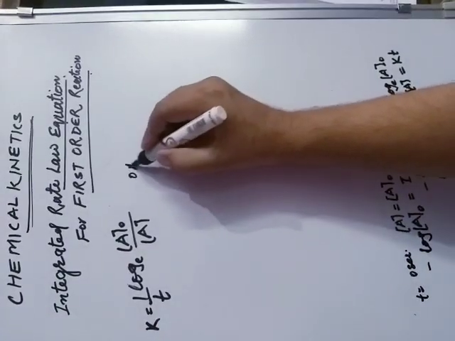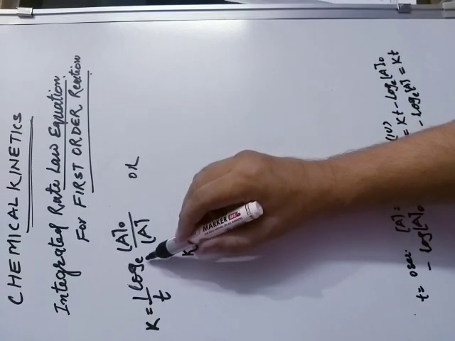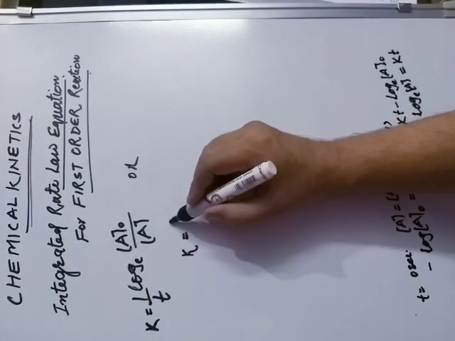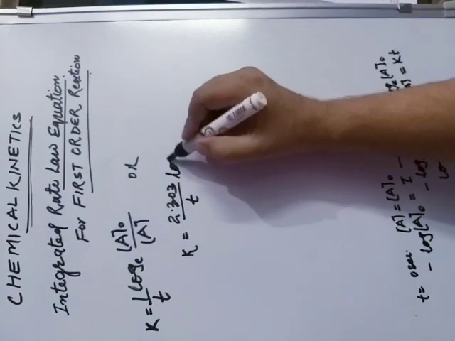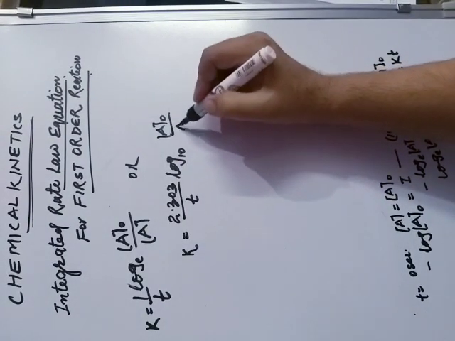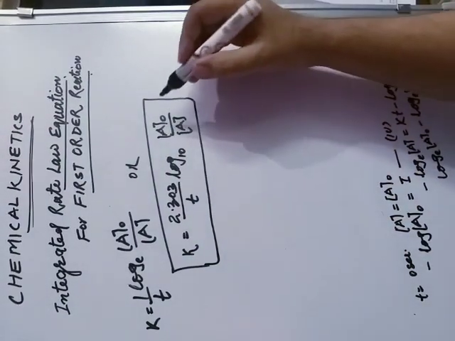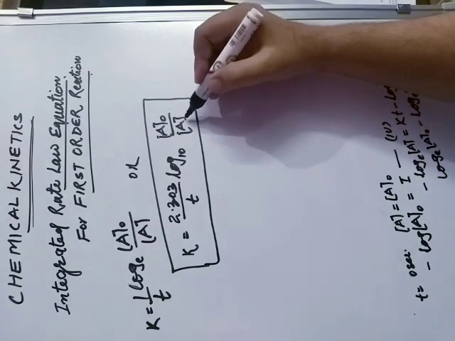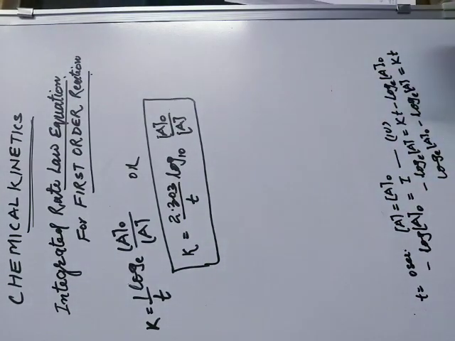Or we can write K is equal to, in place of log base e, log base 10, multiplied by 2.303 upon t, log base 10 of initial concentration upon final concentration. So this is the formula where if we know the initial concentration of the reactant, the final concentration of the reactant and the rate constant, we can calculate the time in which the consumption takes place. So do the numericals by this equation.